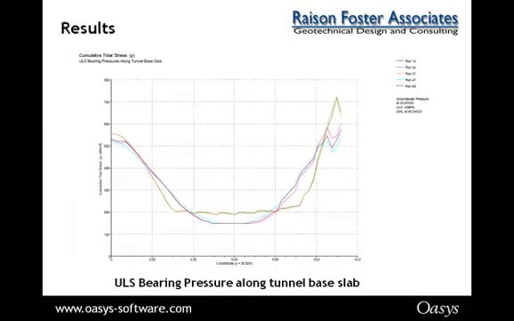And here's just another example of the kind of outputs that SAFE produced for the Raisin and Foster example. So here you've got the ULS bearing pressure along the tunnel base slab, and that could be compared with the ultimate bearing pressure.